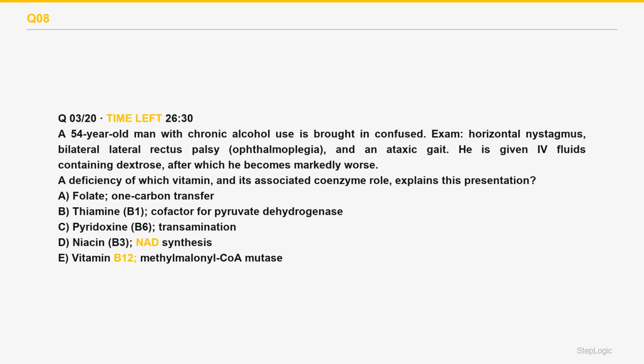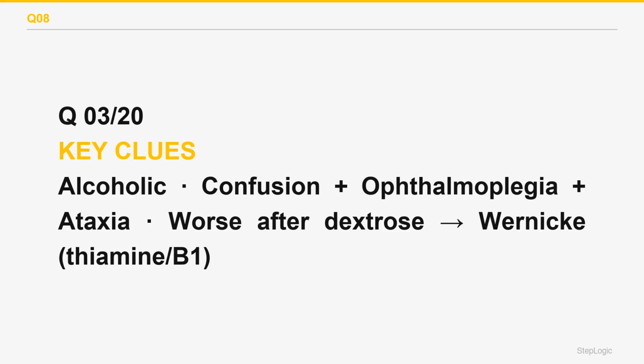Alcoholic, confusion, ophthalmoplegia, ataxia, worsened by dextrose without thiamine: Wernicke encephalopathy, thiamine deficiency. This is Wernicke encephalopathy from thiamine, vitamin B1 deficiency, classically in chronic alcoholics who have poor intake and impaired absorption. The triad is confusion, ophthalmoplegia with nystagmus, and ataxia.